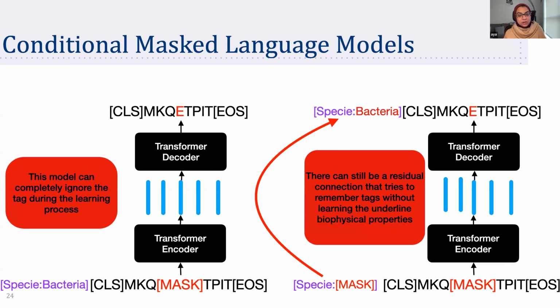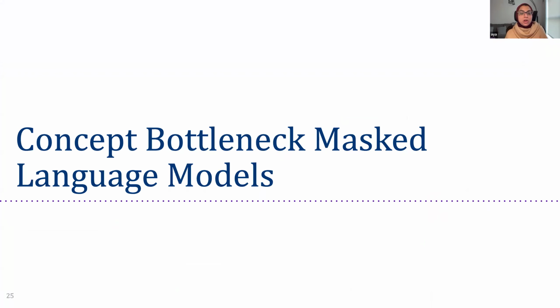But one can think that there can basically be a residual connection between the input and the output, where the model says, okay, you gave me the species as an input, I'm going to predict it as an output, and I'm not going to use this information to learn anything biologically meaningful about that protein. So these are the main problems with these types of conditional language models. In this talk, I'll be talking about the concept bottleneck masked language model, which is a new type of model that tries to address every single problem that we discussed.